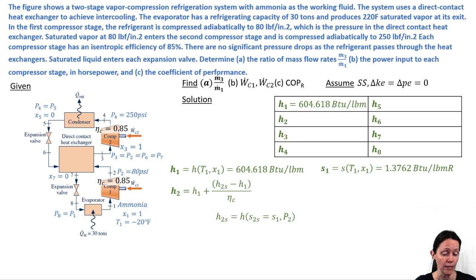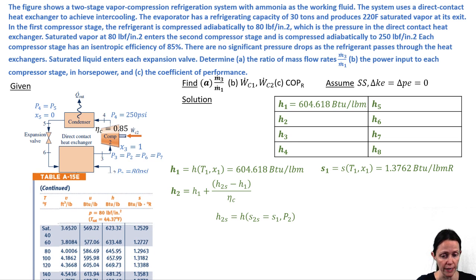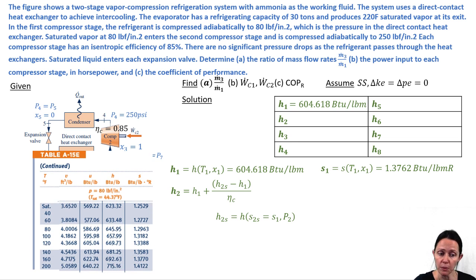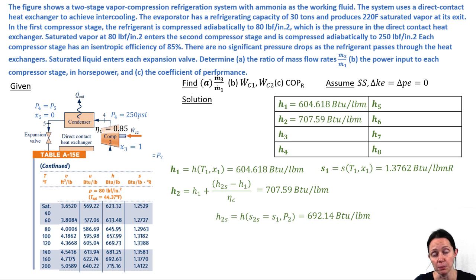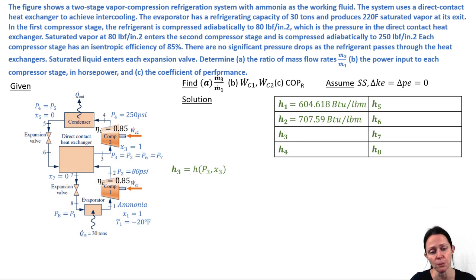So there we go. I'm using my isentropic efficiency. I need to figure out what H2S is, and that's going to be evaluated at P2, the 80 psi, and S2S, which is equal to S1. So if I look at my tables, I find out that that would be superheated. So my S value, 1.3762, is going to be between that 1.377 and 1.3585. So I interpolated for 692.14 BTU per pound mass. And then if I plug things in to get H2, I get 707.59. Now I'm ready for H3.